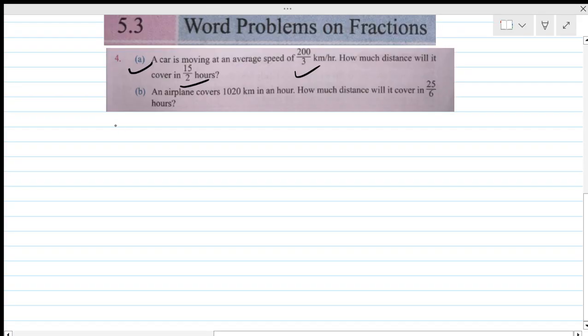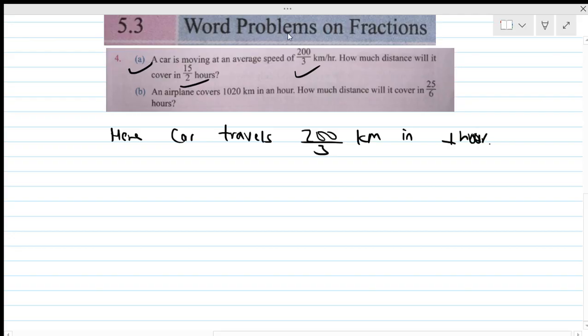So here we say first, car travels 200 by 3 kilometer in 1 hour. And now we have to find how many kilometers will it go in 15 by 2 hours. So in 1 hour it is going 200 by 3 kilometer. So in 15 by 2 hours it will go that many times. So simple logic, let's use.